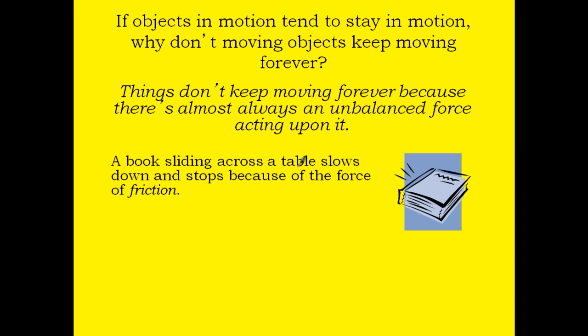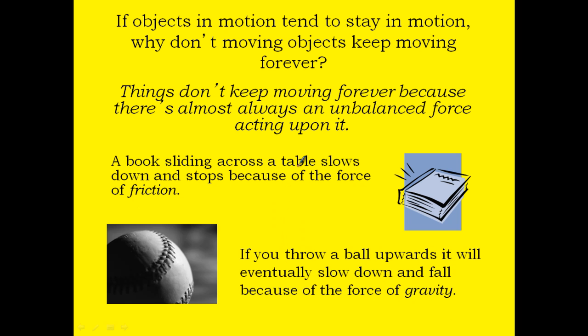Also, things that are sliding, like a book sliding across the table, slow down because there's friction pulling on it. In that little mini lab we did at the beginning of the year, we put wax paper under the book, which decreased the friction, so it took longer to slow down. If you throw a baseball upwards, it'll eventually slow down and fall back because of the force of gravity. Gravity's stronger than the force that you applied to it. So it goes up, reaches maximum height, but gravity is eventually going to slow that ball down. It's going to come back down to the earth and change its motion.